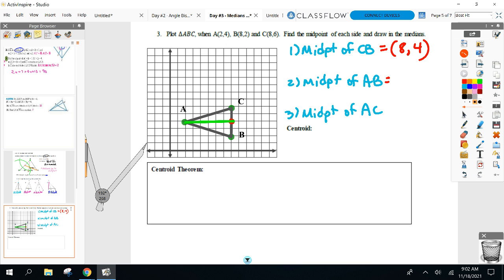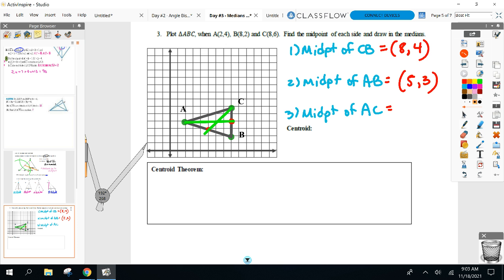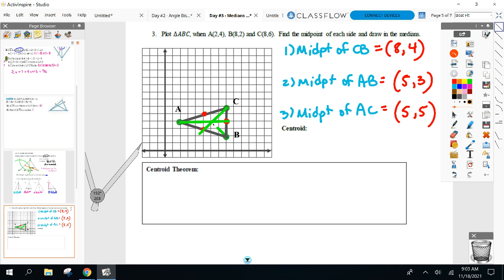Group 2, anybody have the midpoint of AB? (5, 3). Everyone graph (5, 3) and draw the median in from C. With the straight edge, that's important. And group 3, anybody get the midpoint of AC over there? (5, 5). Good. Same thing. Graph it and draw the median in from B for me. Same thing. Straight edge. Line it up with point B. Draw in the median.